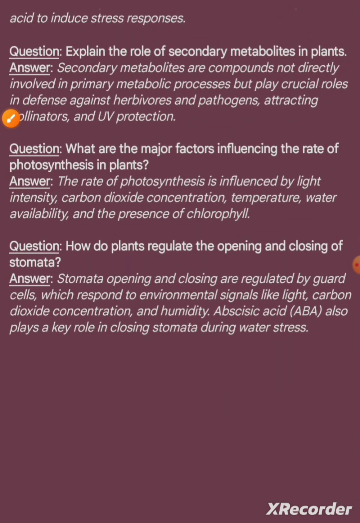Next question. How do plants regulate the opening and closing of stomata? Answer. Stomata opening and closing are regulated by guard cells, which respond to environmental signals like light, carbon dioxide concentration, and humidity. Abscisic acid, ABA, also plays a key role in closing stomata during water stress.